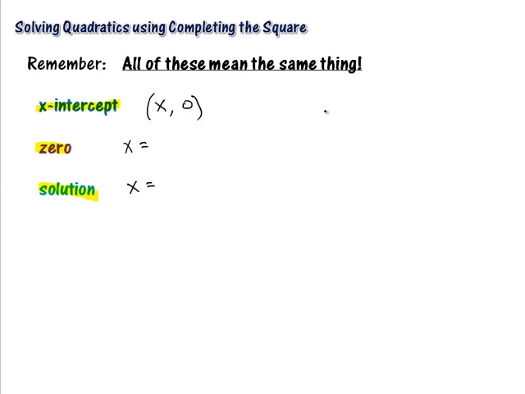Also remember that you can have different types of solutions. You could have 2 solutions, 1 solution, or no solution if the graph does not cross the x-axis. Alright, so just keep this in mind, and we're going to use this. I'm going to use these terms interchangeably in the rest of this lesson and also in your assignment that you'll be doing in class.